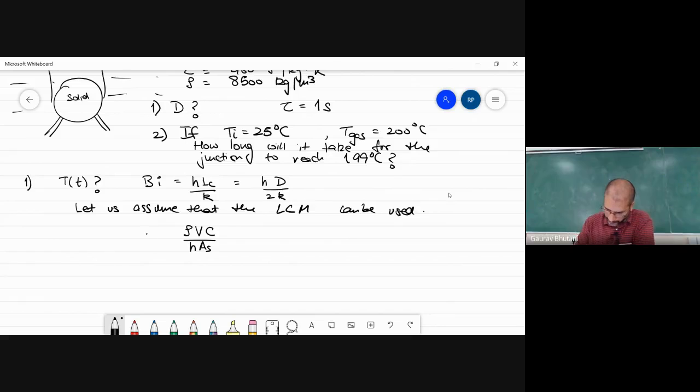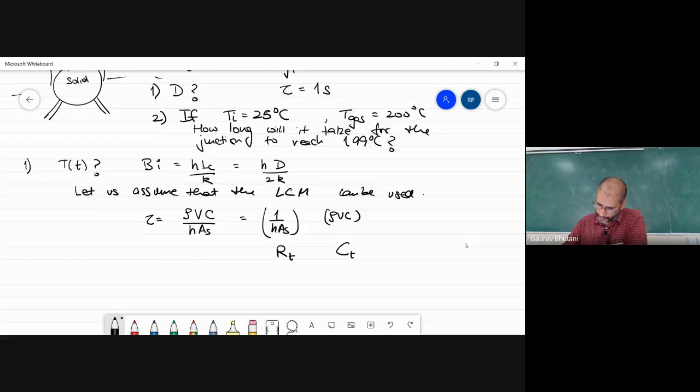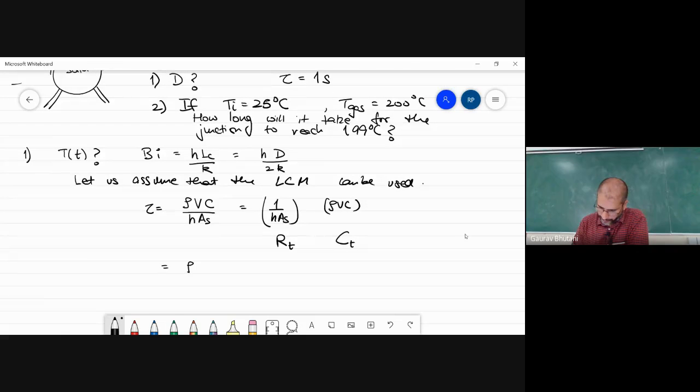And again, you can see this is 1 by HAs, which is your thermal resistance, and rho VC, which is your thermal capacitance. So this is RC, like you have in circuits. So we know these values. We know the density, and the volume of this is 4 by 3 pi d cube by 8. Then you have the specific heat divided by H, and the surface area is pi r square. You have 4 here.